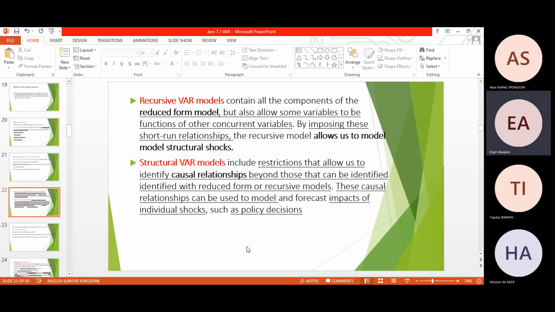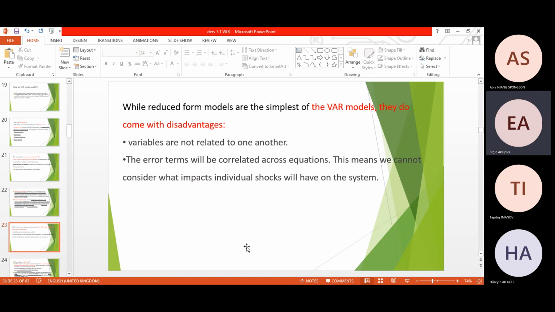The structural VAR model includes restrictions that allow us to identify causal relationships beyond those that can be identified with reduced form or recursive models. This causal relationship can be used to model and forecast the impacts of individual shocks, such as policy decisions. While reduced form models are the simplest of the VAR models, they have disadvantages. Variables are not related to one another. The error term will be correlated across equations, which means we cannot consider the impact individual shocks will have on the system.